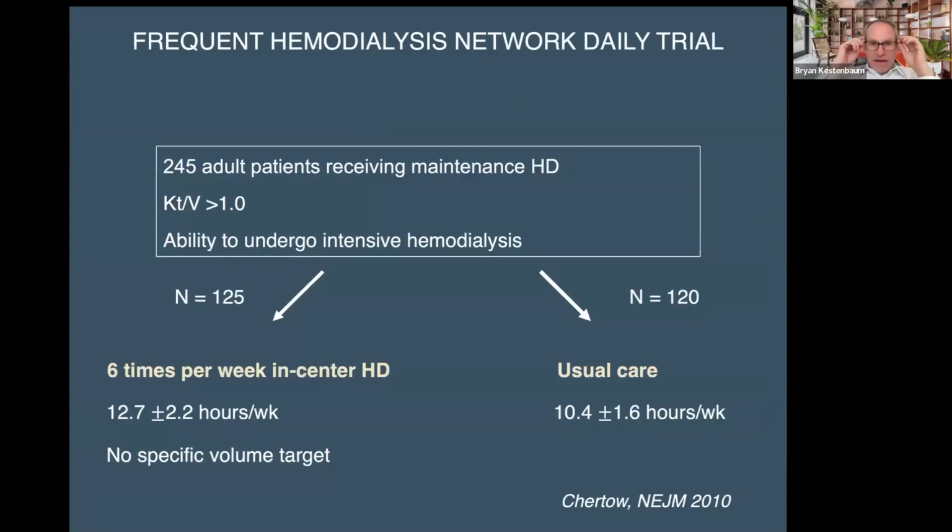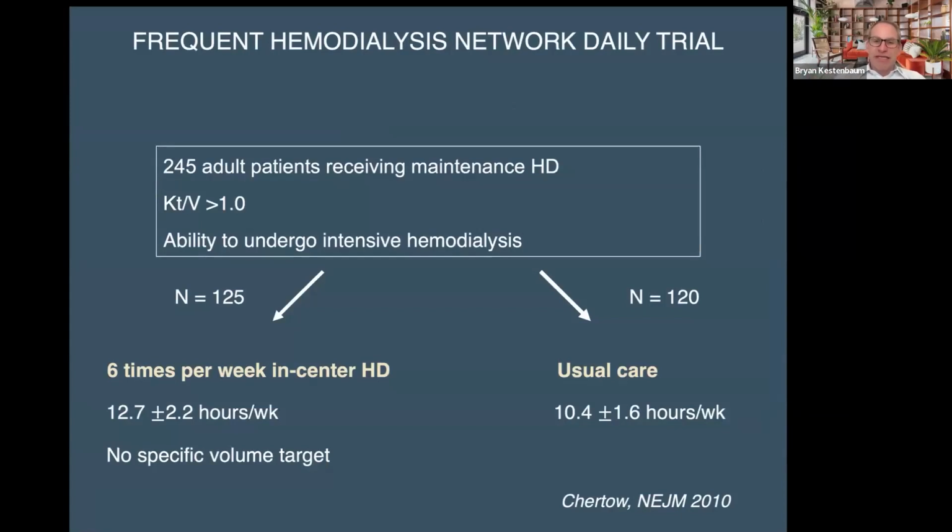And then finally, we have our frequent hemodialysis network trials. Now, these trials really focused on reducing uremic toxicity by increasing the KT/V. So volume was not the focus, but still we can look in secondary analysis to get a sense of how these slow, intensive dialysis treatments affected things like blood pressure and dry weight in the modern era.